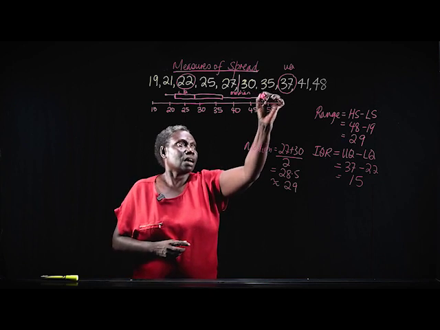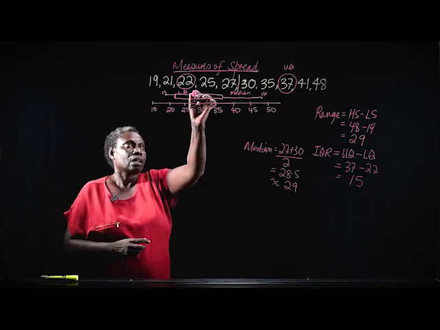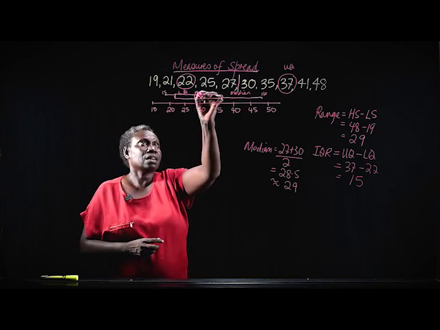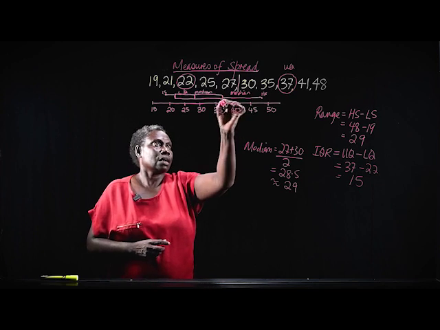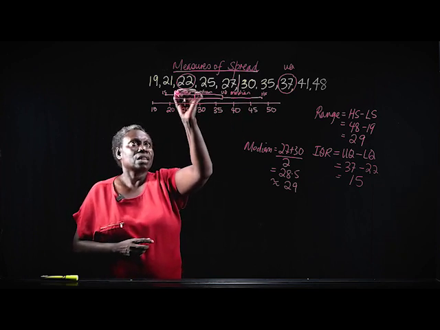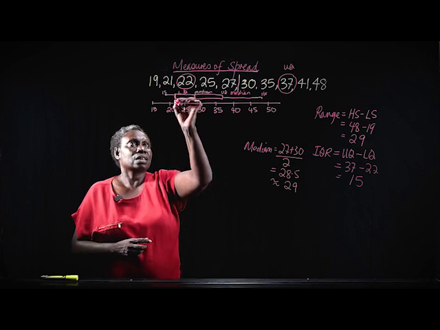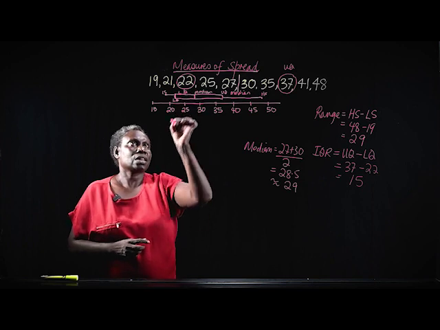So this is the highest score. This is the lowest score. This is the median. This is the upper quartile, and this score here is our lower quartile. I'll just put it here.